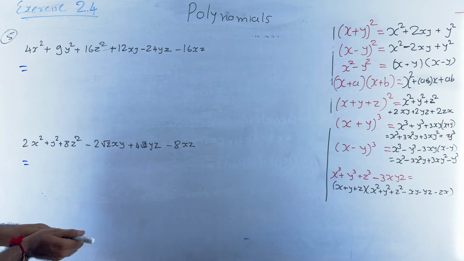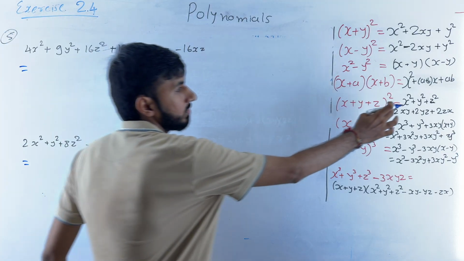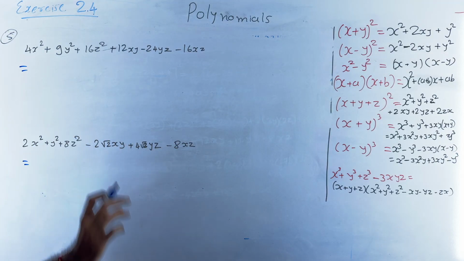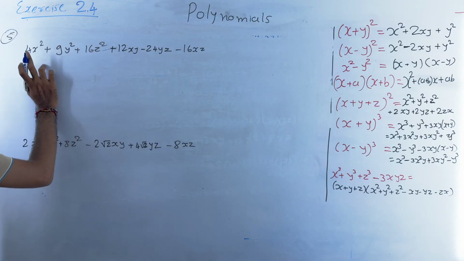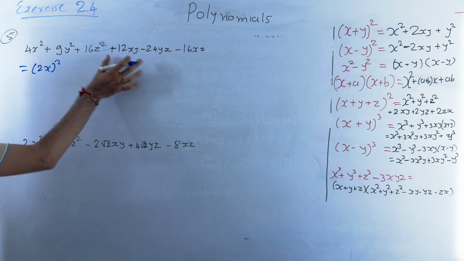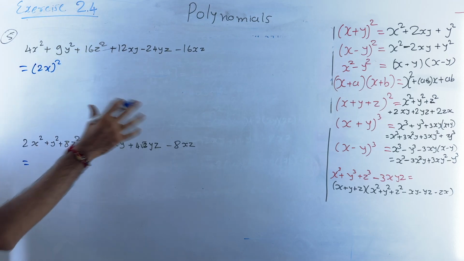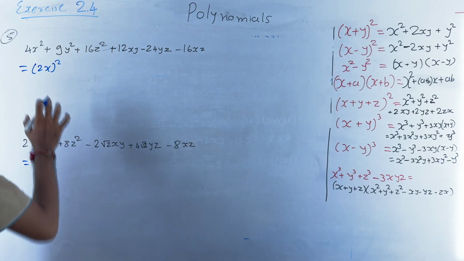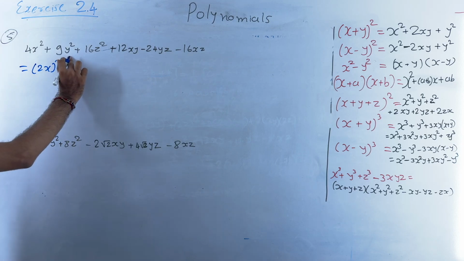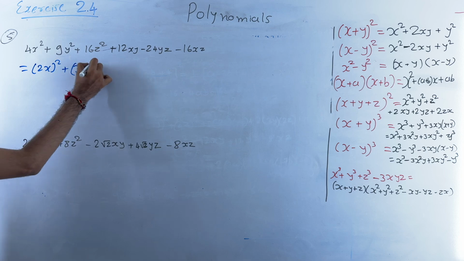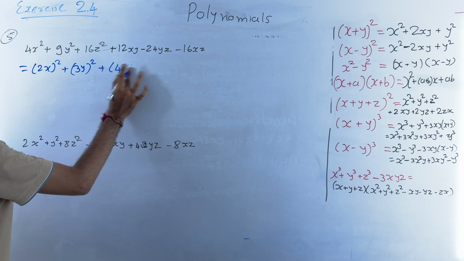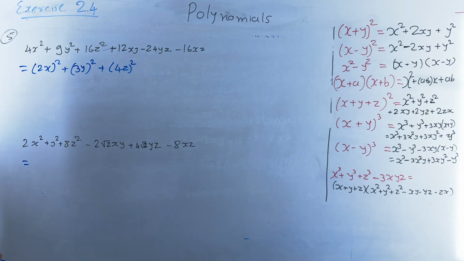So to do that, here you can see you have x² + y² + z². That means the whole square of x plus the whole square of y plus the whole square of z. So I have to write the square of the first term, so it will be (2x)². Convert your question into the format that looks like your identity. Then you can use your identity, right? So 4x² I can write as (2x)², plus 9y², that means I can write it as (3y)², plus 16z², that means I can write it as (4z)². Very easy, right?